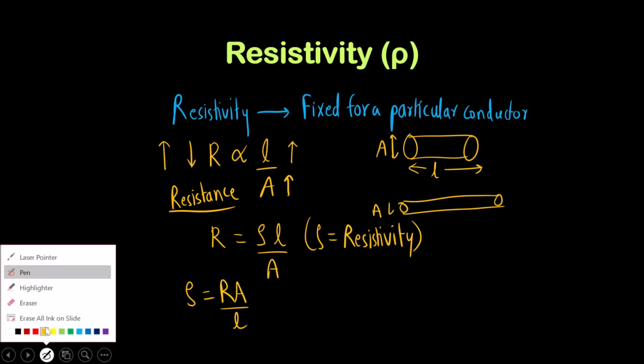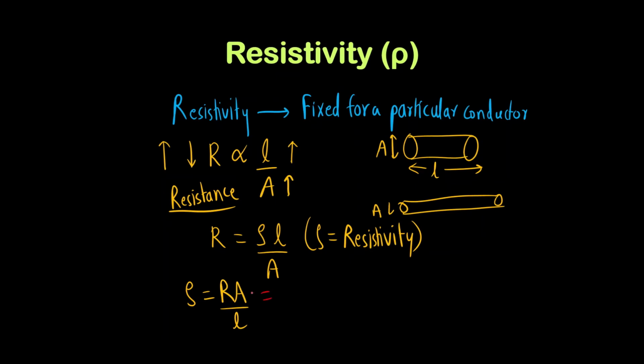So now let us see what will be the units of resistivity. R, resistance, is ohm. Area we write as meter square, divided by length in meter. So one meter gets cancelled. So the unit of resistivity is nothing but ohm meter. This is important. And now if we talk about conductivity, what is conductivity?